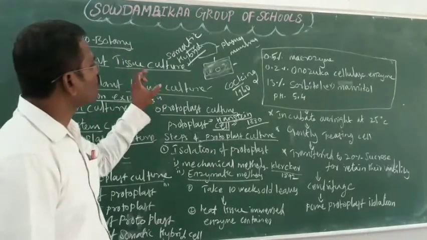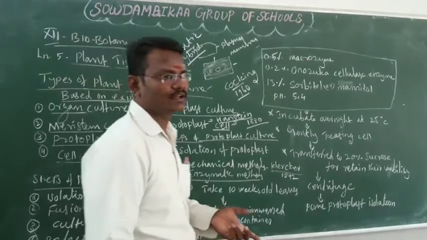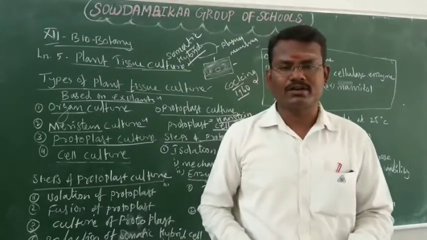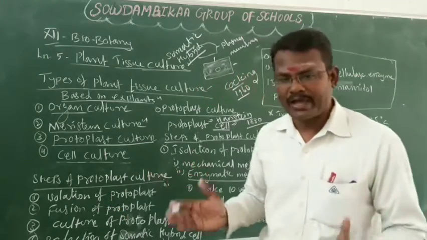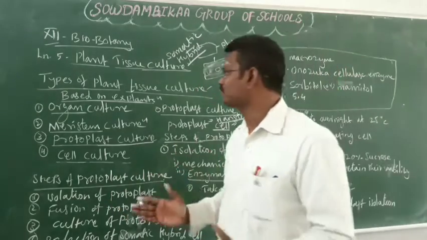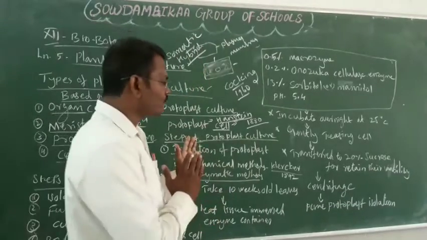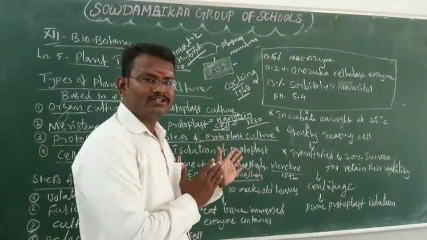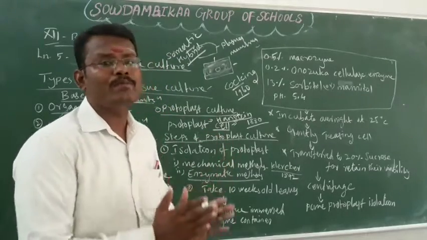What is meant by somatic hybrid? This is somatic hybridization. We can produce a hybrid from two different parents or two different cells. Here the protoplast culture differs from other cultures, because we can produce hybrid plants.